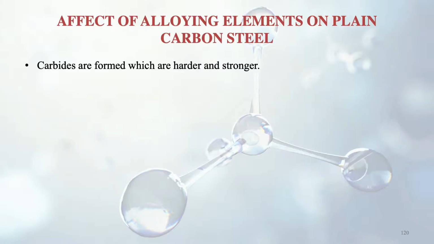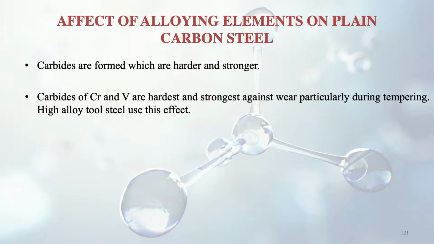Carbides we have seen earlier, so these are formed which are harder and stronger. When we use alloying elements, carbides are formed and they give hardness also and strength. Carbides of chromium and vanadium are the hardest, like we saw that chromium was at the topmost position, so it is best in that case, and it also gives us the strongest, meaning against wear. So if we have chromium and vanadium as alloying elements of the specimen, the wear will be less for the specimen, and this wear will be less particularly during the tempering process. High alloy tool steels use this effect, that's why we are using it in high alloy tool steel.